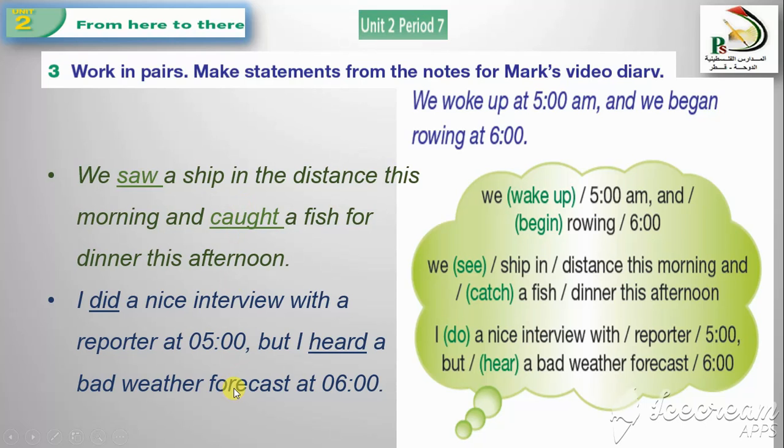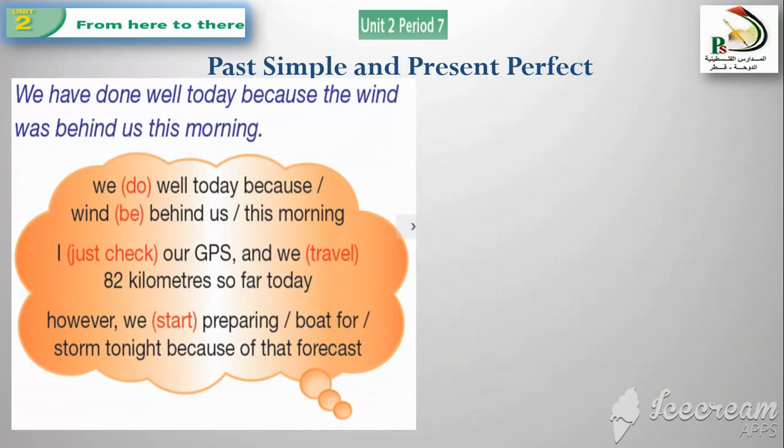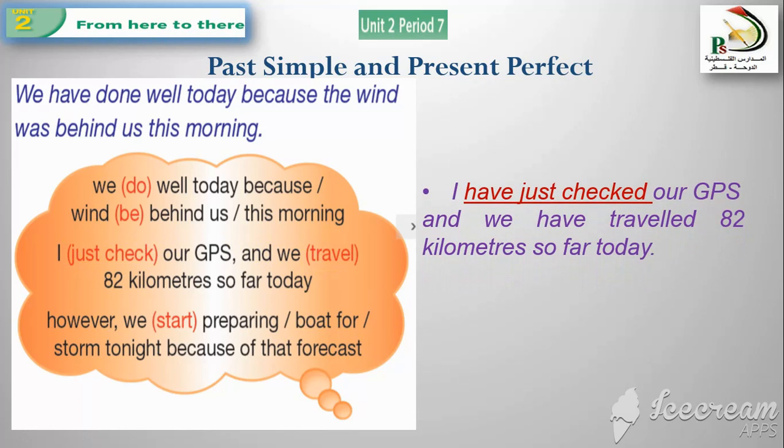Now, let's move to present perfect. We have done well today because the wind was behind us this morning. This one. Number 2. I just checked our GPS and we traveled 82 kilometers so far today. How can you change it into present perfect? I have just. What is the past participle of checked? Checked. And we have traveled. Good. I have just checked our GPS and we have traveled 82 kilometers so far today.